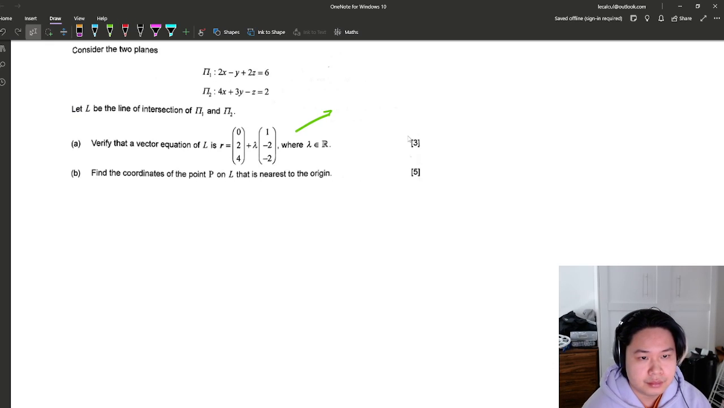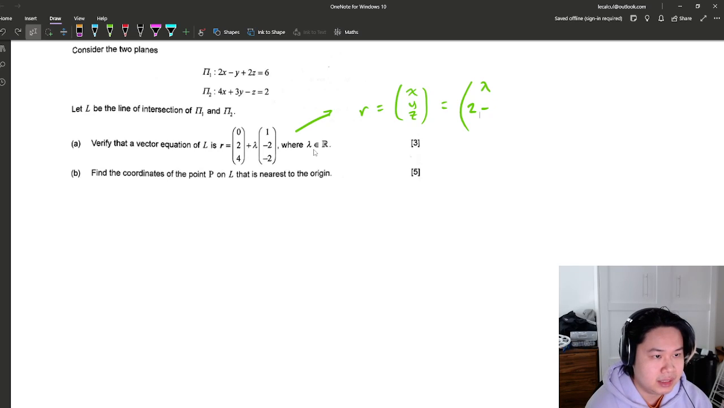So r, which is essentially a position vector of any coordinate on the line, is made by having this. I'm going to write it together as 0 plus lambda times 1, which is lambda, and then 2 minus lambda times 2, so 2 lambda, and then 4 plus lambda times negative 2, so 4 minus 2 lambda. So I'm just combining these together. Okay, so this is x, y, and z, and if you want to confirm that this is the line of intersection, you need to confirm that this coordinate will always satisfy both equations of the planes.